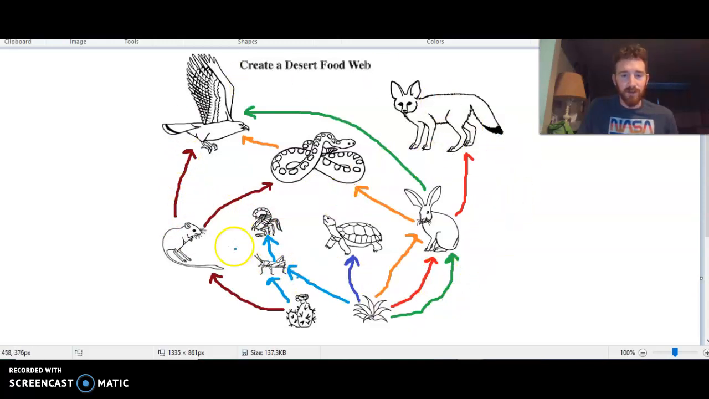So again, notice here this food web, all these different colors represent different food chains, and that's kind of our big takeaway today. Okay, so as you go through, we're going to talk more.